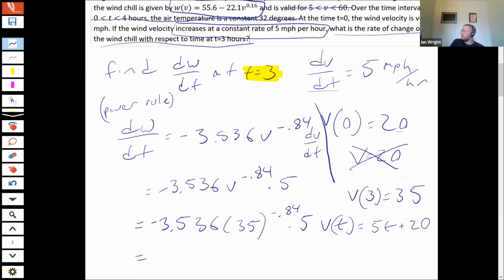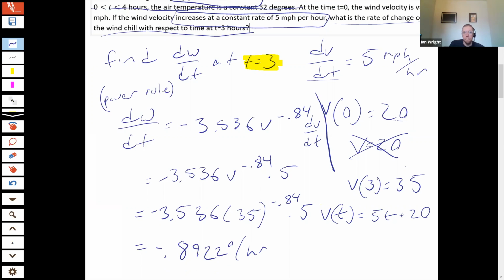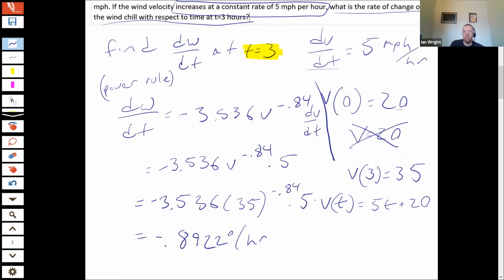So the trick to this one is that velocity is changing over time, and we have to use the correct time. So I think you get negative 0.892 degrees per hour. Okay. And I said give me 4 decimal places on these. And that's on purpose because on the AP exam, you need to have it right to 3 decimal places. So if you give them 4, there's no way you're going to get any rounding error there. Okay, so that's the solution to this one.